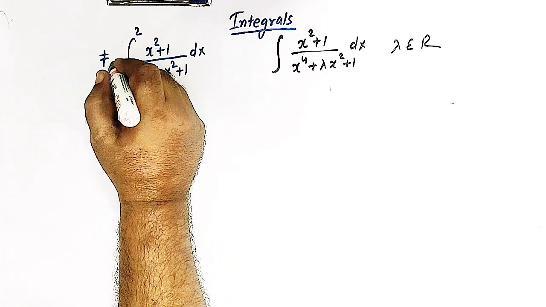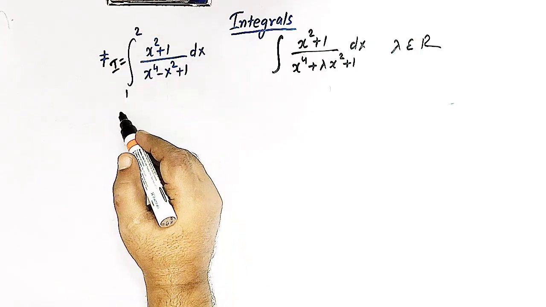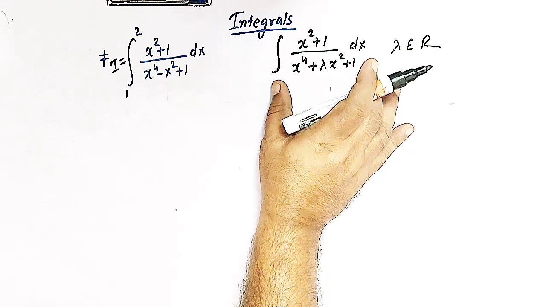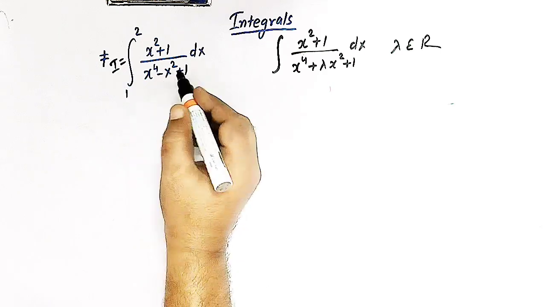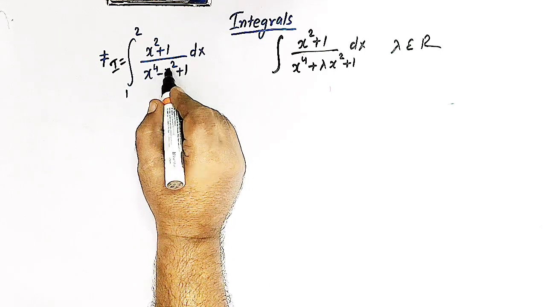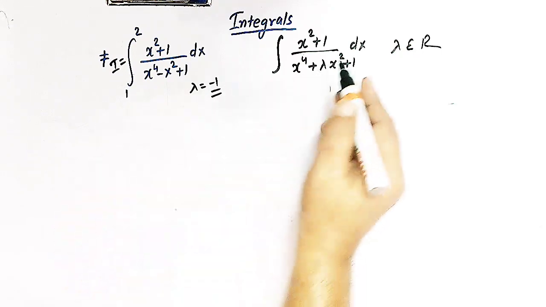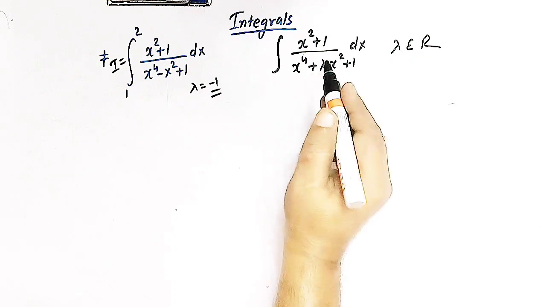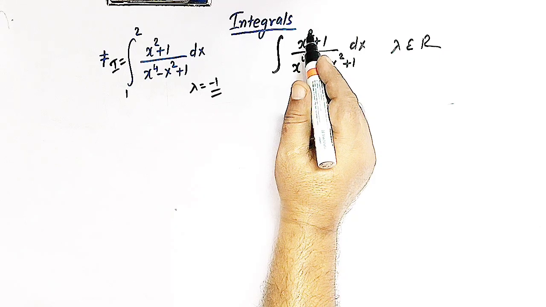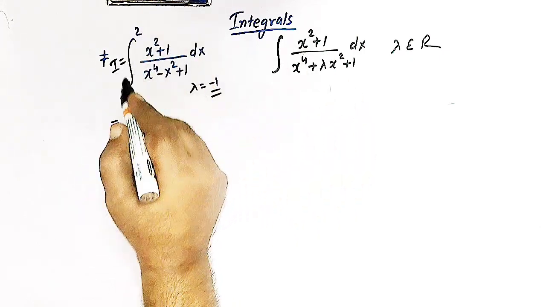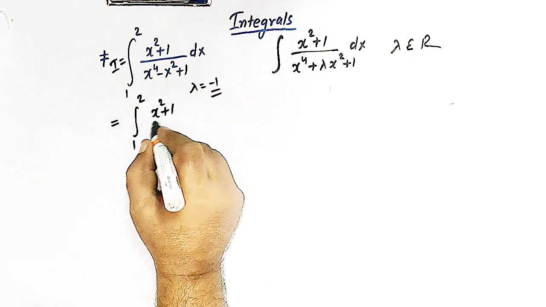So now let us call this integral I, right? Here we have the definite integral, and there we have the indefinite integral. If we compare the integrands, we can easily see that here we have minus x square, so the value of lambda is equal to minus 1, right? To solve these kinds of integrals, we divide the numerator and denominator by x square. So the first step in solving these types of integrals is to divide the numerator and denominator by x square.